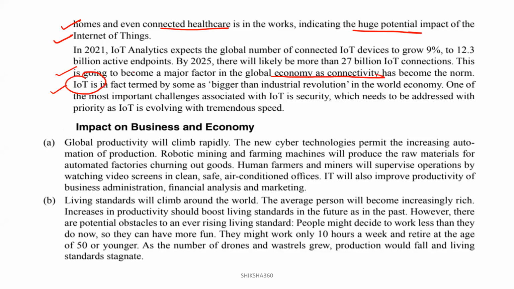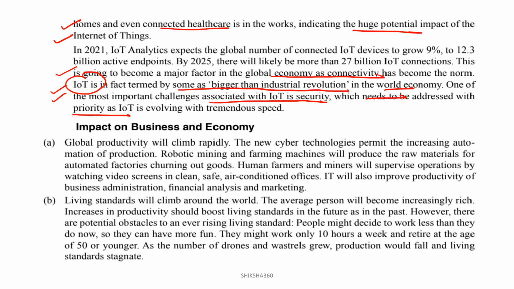The Internet of Things is in fact termed by some as bigger than the industrial revolution in the world economy. One of the most important challenges associated with the Internet of Things is security, which needs to be addressed with priority as the Internet of Things is evolving with tremendous speed. You have to grow with the security, basically with the technology also.